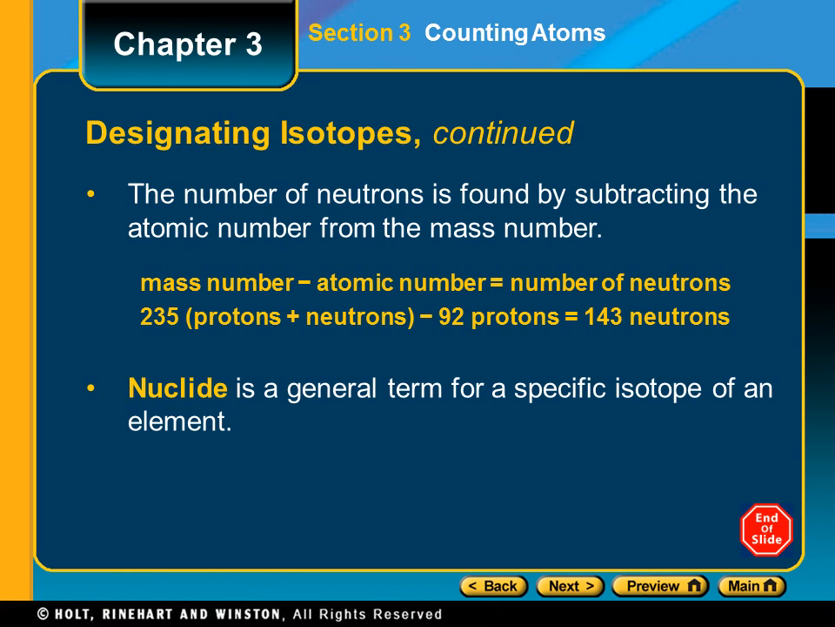Nuclide is a general term for a specific isotope of an element. So when we talk about a nuclide, we're talking about a specific isotope of that element.